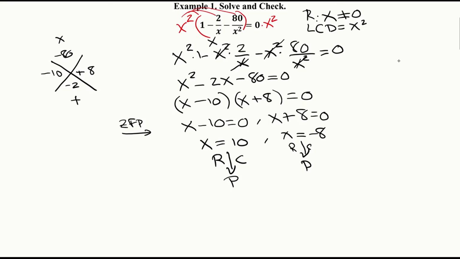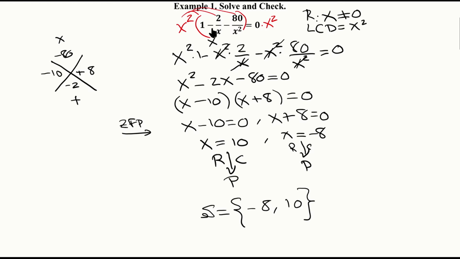Now for the full check, definitely take the time to do so. In order to make this video a reasonable length of time, I'll go ahead and leave the checks for you. So here we get the solution set containing negative 8 and 10, and that's how we solve it.